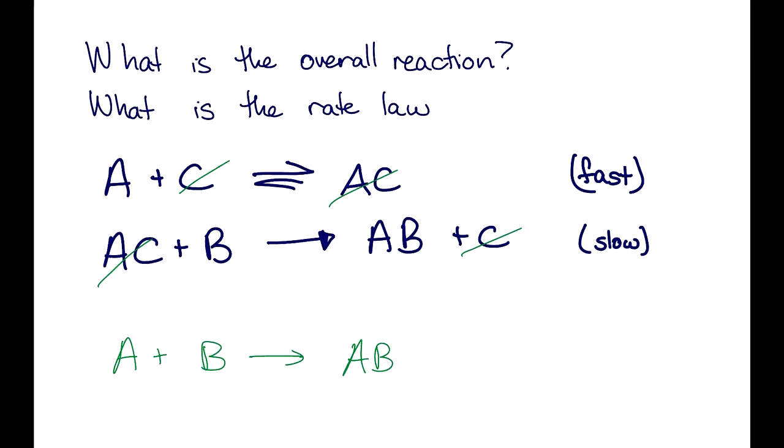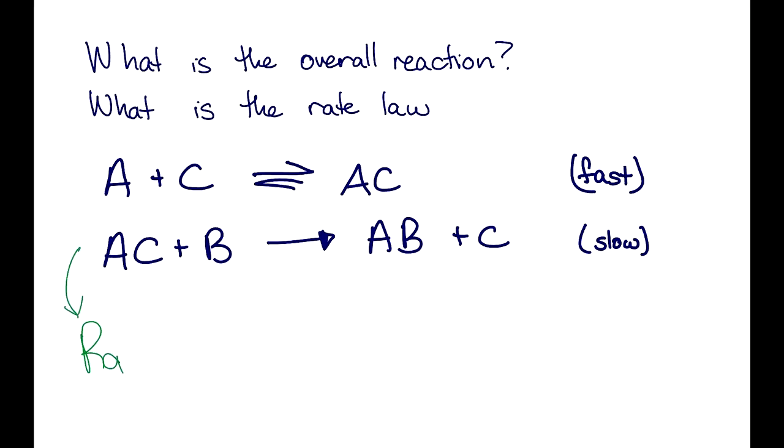So let's get the rate law. Is the rate law A times B? Nope. We actually have to look at the mechanism. We have to look at the rate determining step. That's the slowest step. The slowest step always determines our rate law.